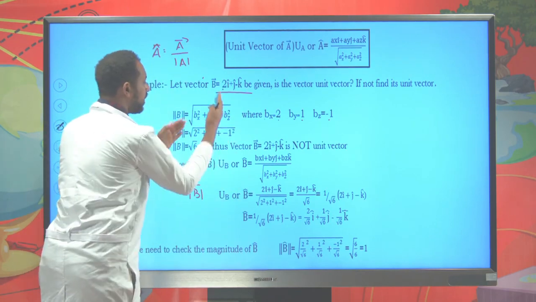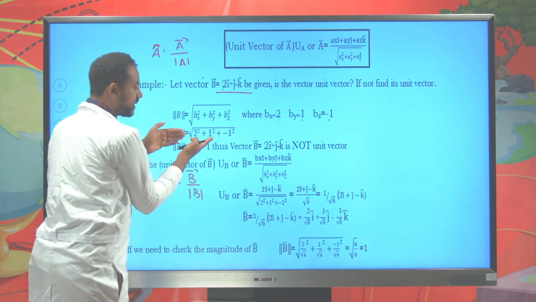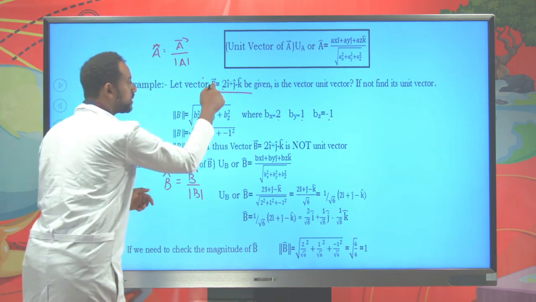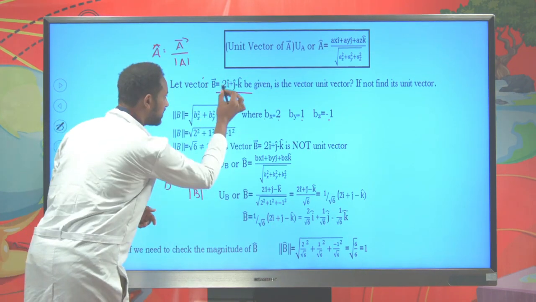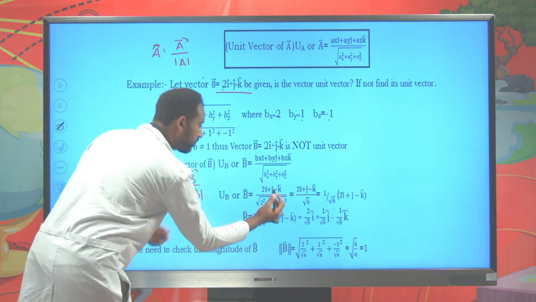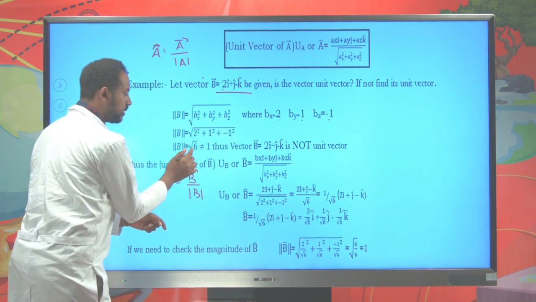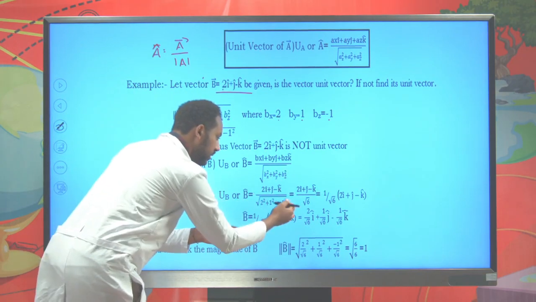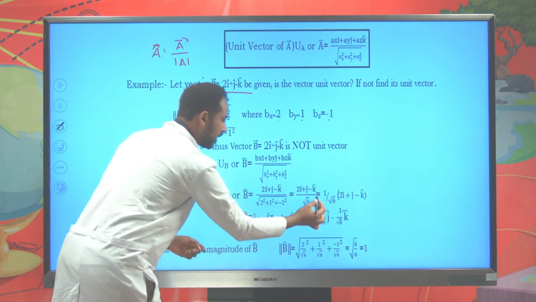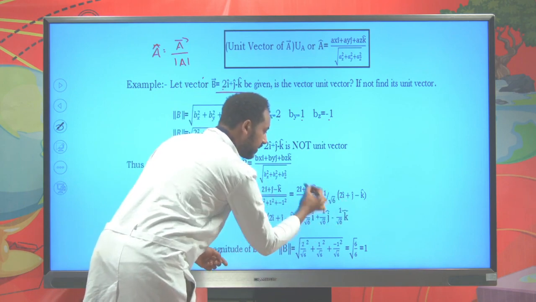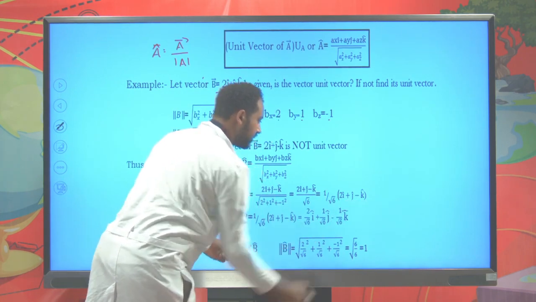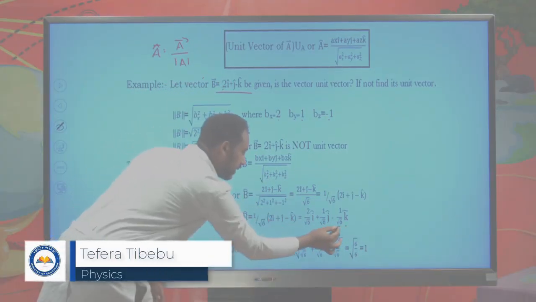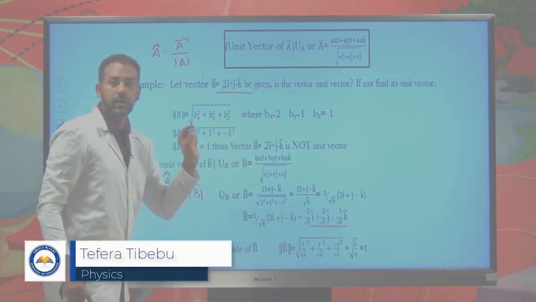This is how we determine the unit vector of this vector. Previously we have checked that this vector is not a unit vector. Therefore, to find the unit vector, you put the vector itself, that means 2i plus j minus k, over the magnitude. The magnitude, we have already determined, is root 6. So when you put it over root 6, you get 1 over root 6 times the vector 2i plus j minus k. And when you multiply this, you find this vector, and this vector is for sure a unit vector.